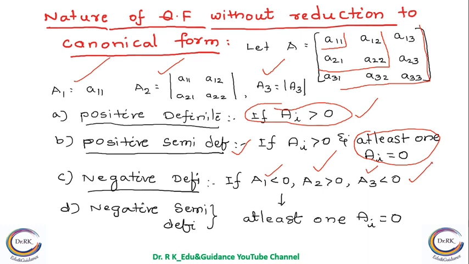So negative semi-definite: out of these alternating negative-positive combinations, if at least one is becoming 0, then it is negative semi-definite. If we find anything other than these combinations, then we say the quadratic form is indefinite. Right? So depending on our understanding and the requirement, we can go for either converting into canonical form, or with the help of eigenvalues, or with the help of principal determinants.